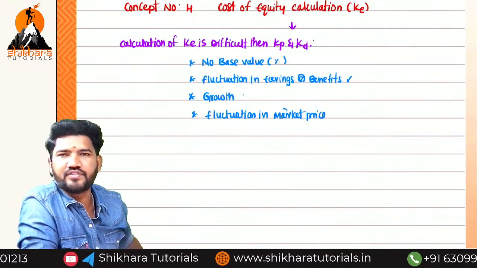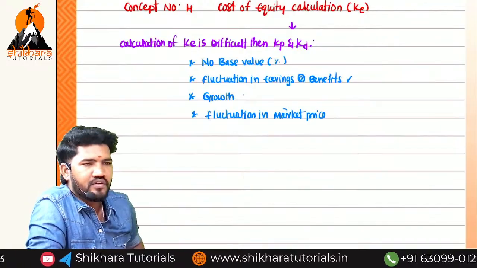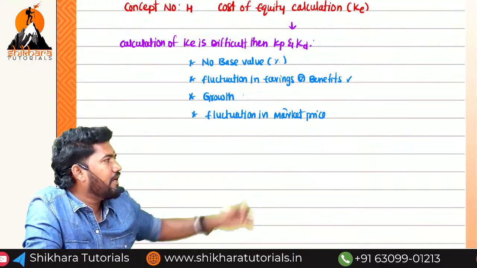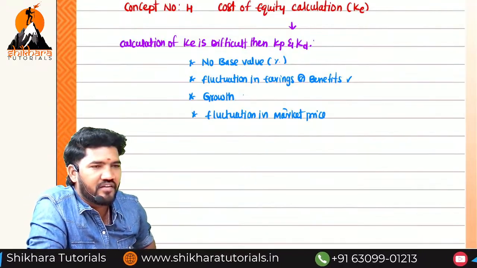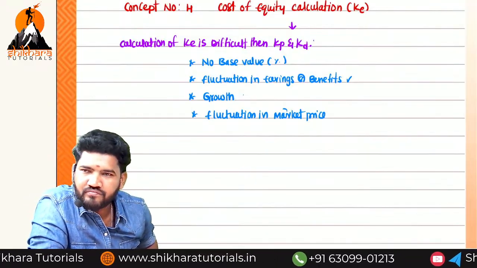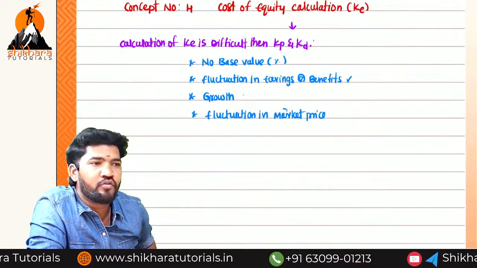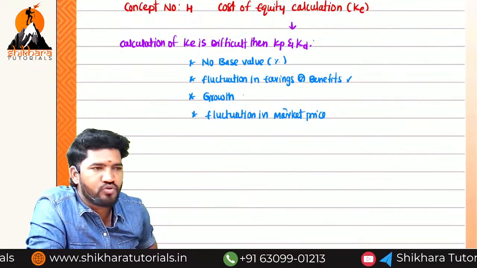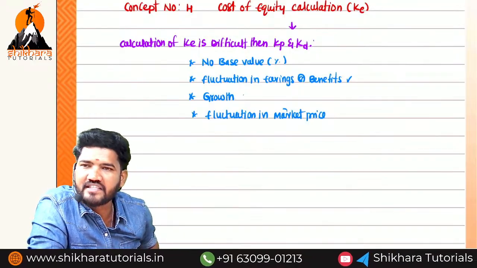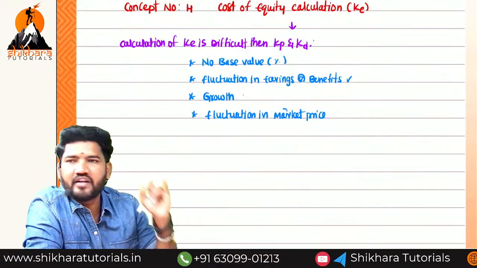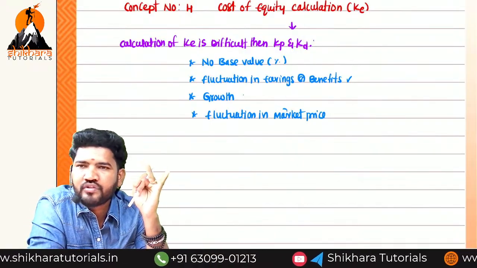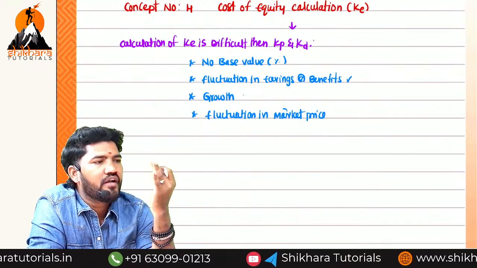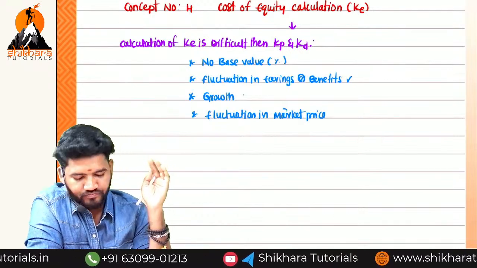That's why I said 3 points, in detailing 4 points. Clear, sir? Even though you have multiple reasons to say KE is difficult, you have to figure it out now. For that purpose, they provided 4 methods. In KP, only 2 methods are there. In KD also 2 methods are there. But when it comes to KE calculation, 4 methods are there: earning approach, dividend approach, CAPM, and realized yield approach.